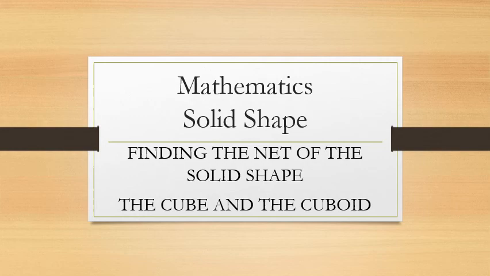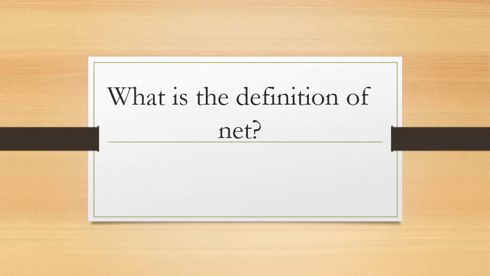Before we get into this lesson, remember that solid shapes are three-dimensional shapes. For today's lesson, we'll be looking at two of those shapes, the cube and the cuboid. Now we get into the lesson. The first thing is, does anybody know or have heard of the word net before? If so, that is great. I congratulate you for researching on this.